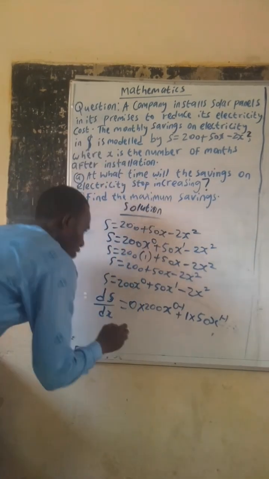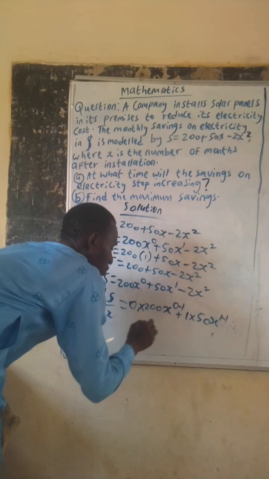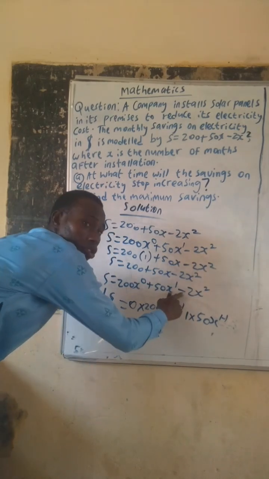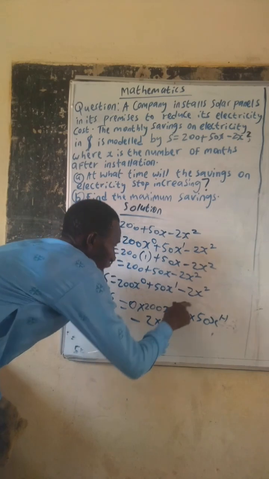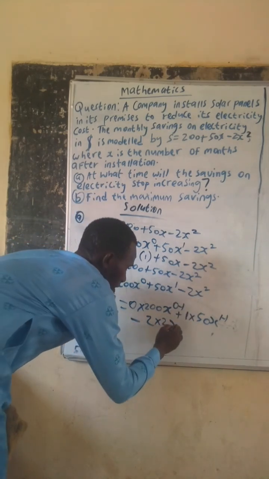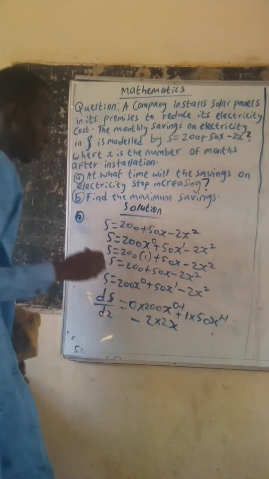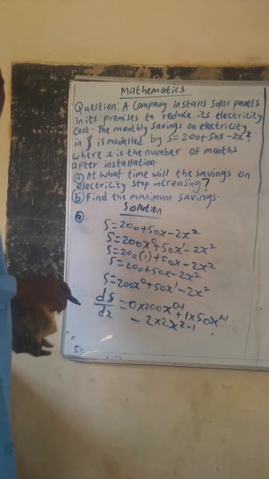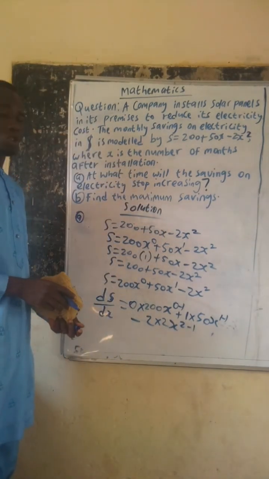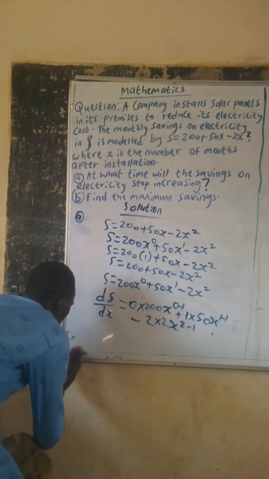Let me bring it down here. We have minus first, right? Minus 2 multiplied by 2. Then we have x. Then we are subtracting 1 from the power. This is the power, right? We have 2 minus 1. Have you seen that now? So, now what do we have next?